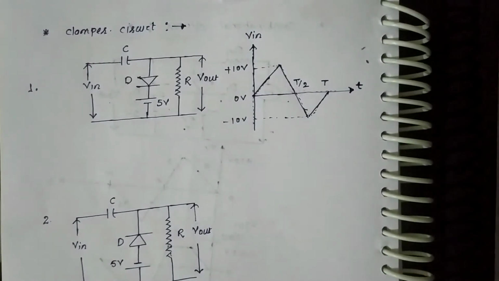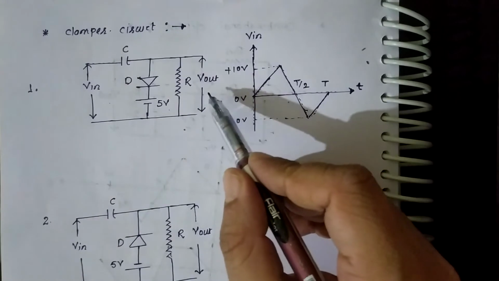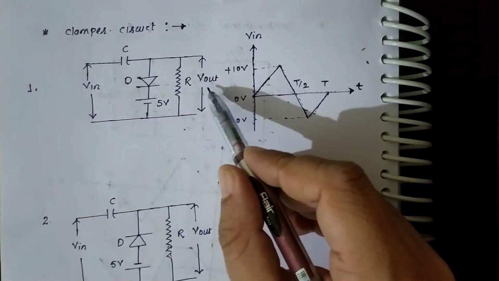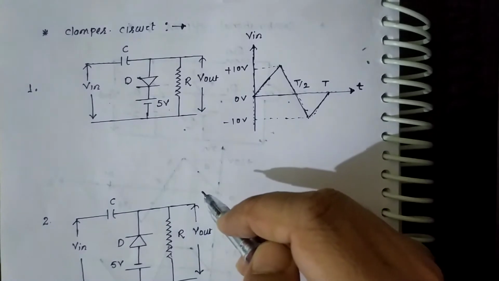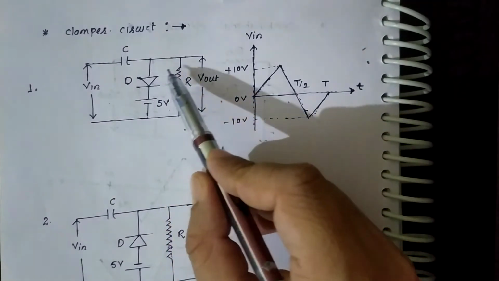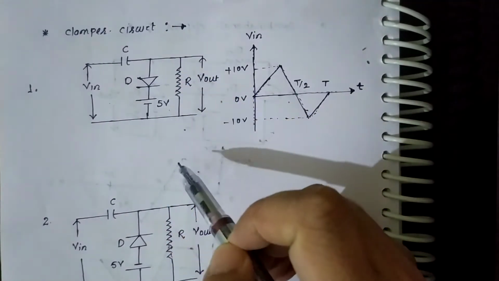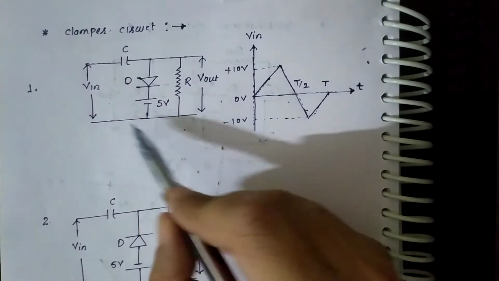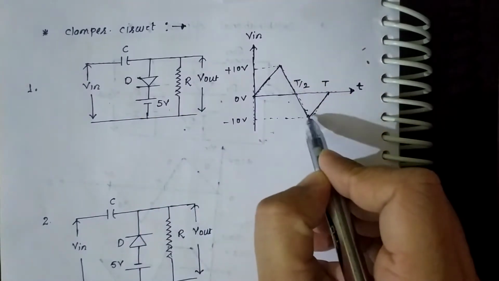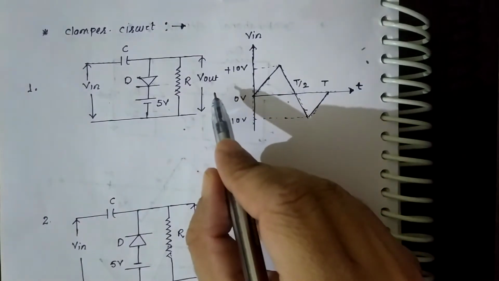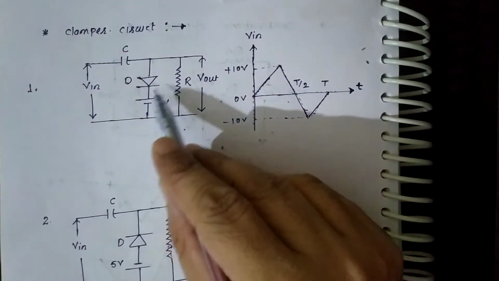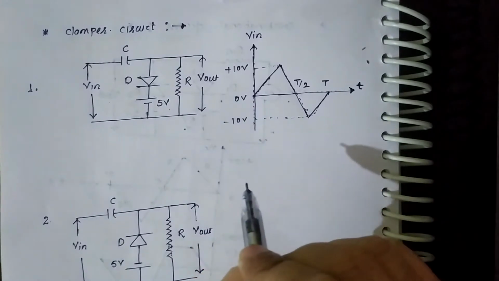Today we are going to see how to draw the output of a clamper circuit using the direct method. So let us say this circuit diagram is given to you, and the input of the circuit diagram is this waveform. Now we have to draw the output for this circuit diagram.